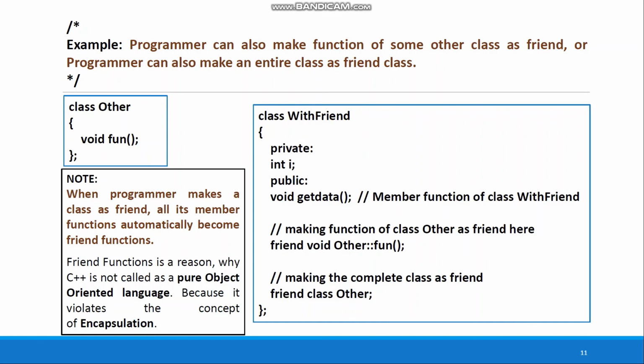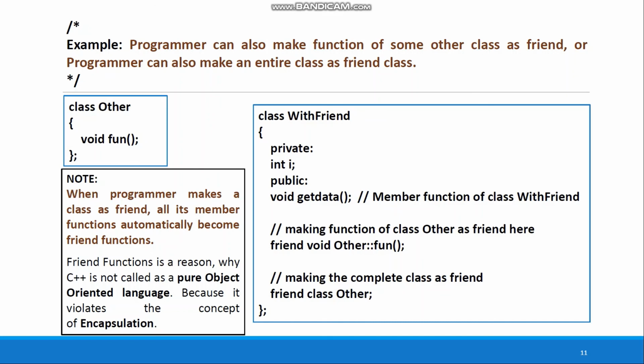Now firstly you see one class, other. Inside the class other we have only the declaration of one function, void fun. Now come to the next part of the program. Here is one class, with friend. Here is the private data, the same as before, and int i is the private data member of the class. In the public section, we have another method, void get data, a member function of class with friend.